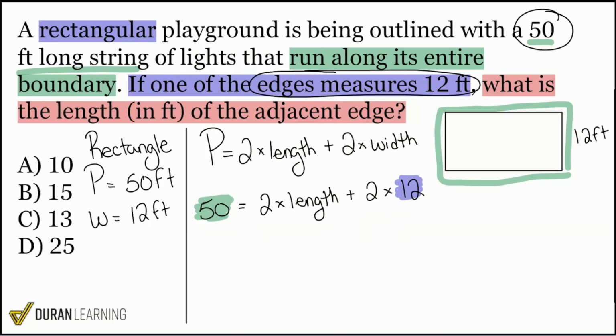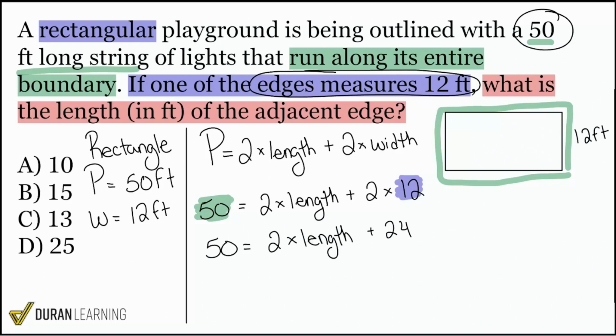If this is, again, where you're getting stuck, where you're getting a little confused in dealing with the equation, remember, you have every opportunity and ability to practice this. Do your thing. Let's clean things up, everybody. 2 times 12, what is it? 24, correct. So now we have 50 equals 2 times the length plus 24.